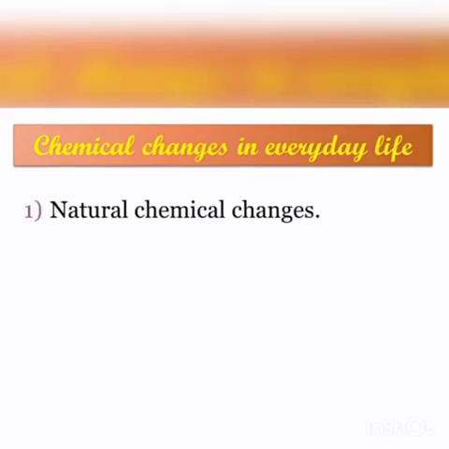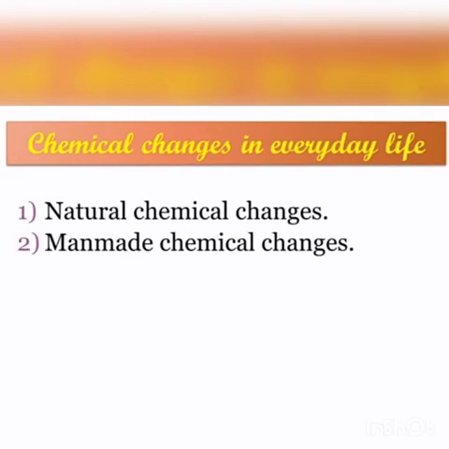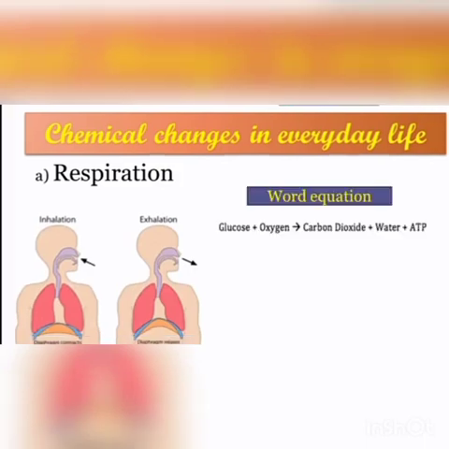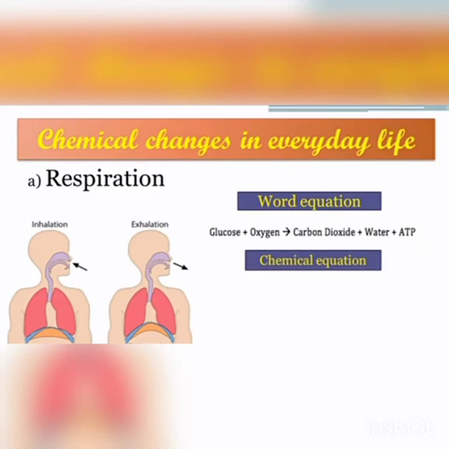The chemical change in everyday life. नेहमीचे chemical changes काय असतात? Natural changes असतात. Natural chemical changes and man-made chemical changes. There are two types. Natural means respiration. Respiration is a continuously occurring biological process. In the process, we inhale air and exhale carbon dioxide and water vapor.